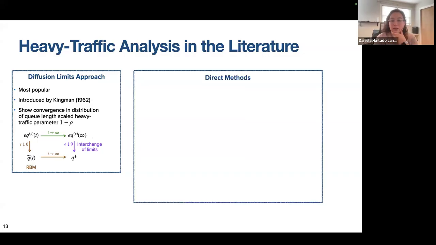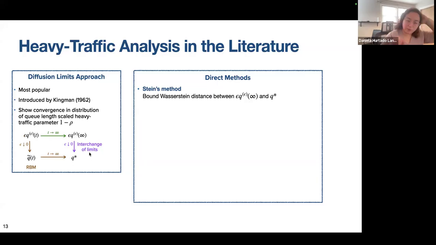More recently, in the last maybe 10 years, there's been a new focus on what Jim Dai actually calls direct methods. And what it means is that we directly study the limit in green, and then in purple. So one method is Stein's method, where one looks at the Wasserstein distance between what we want to study and what we know how to study.